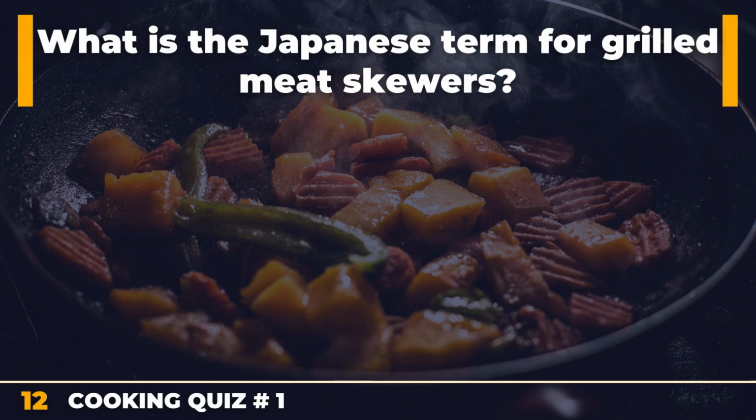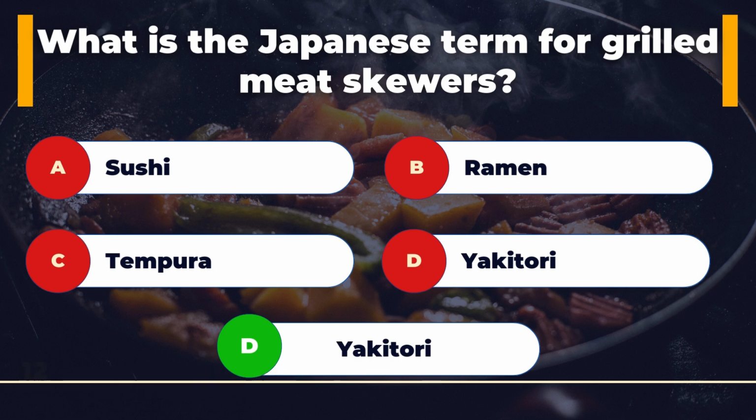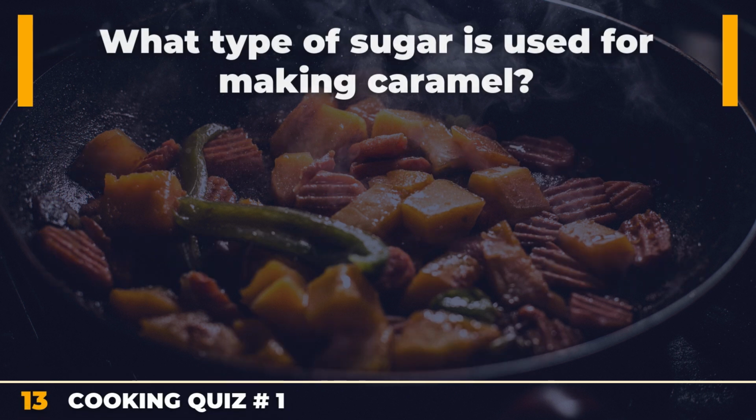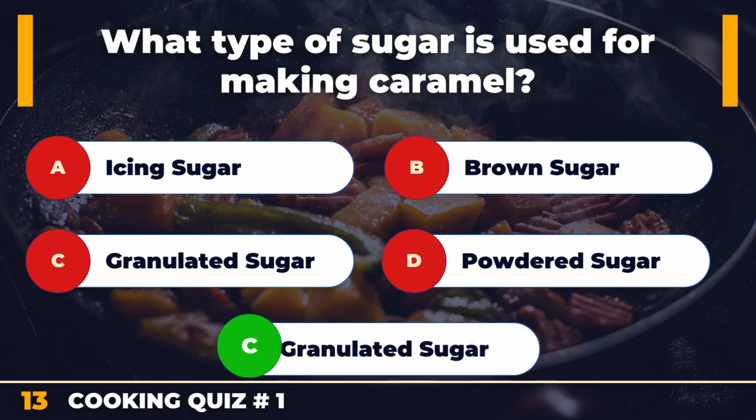Number 12. What is the Japanese term for grilled meat skewers? D. What type of sugar is used for making caramel? Granulated sugar.